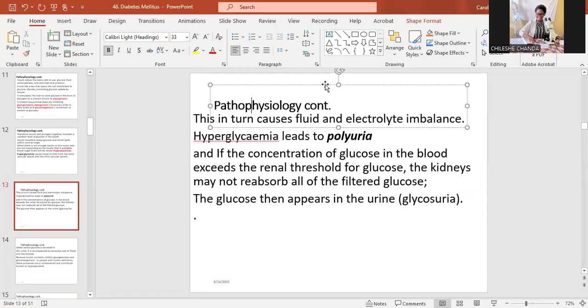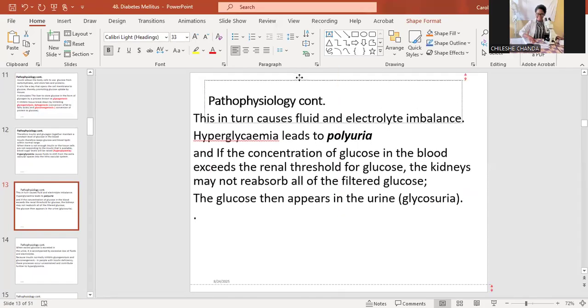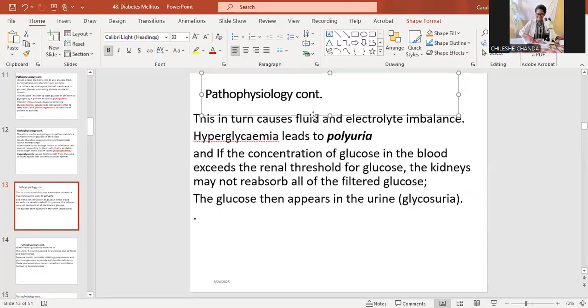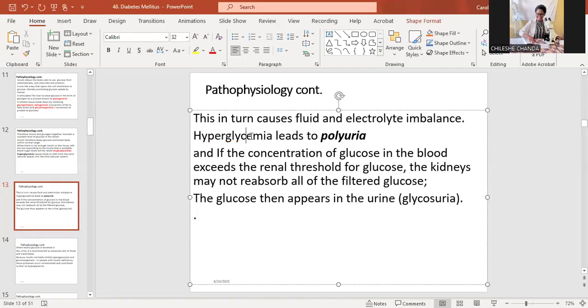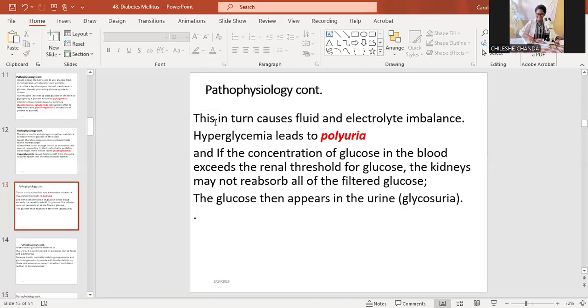Okay, now when there is shifting of these fluids from the extravascular spaces to the intravascular spaces, there is going to be fluid and electrolyte imbalance, because there is going to be too much water now in the bloodstream. Okay, there's going to be too much fluid in the bloodstream. Now, because of too much fluid in the bloodstream, the patient will then urinate more frequently. And this is known as polyuria.